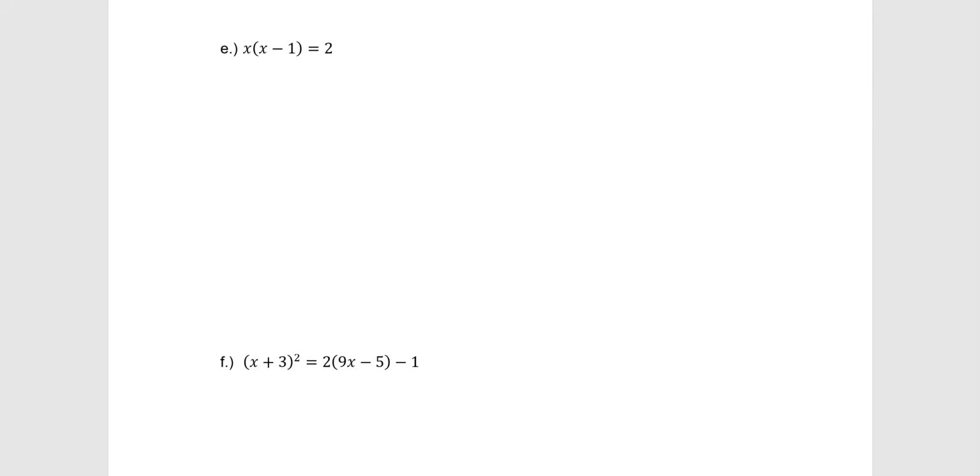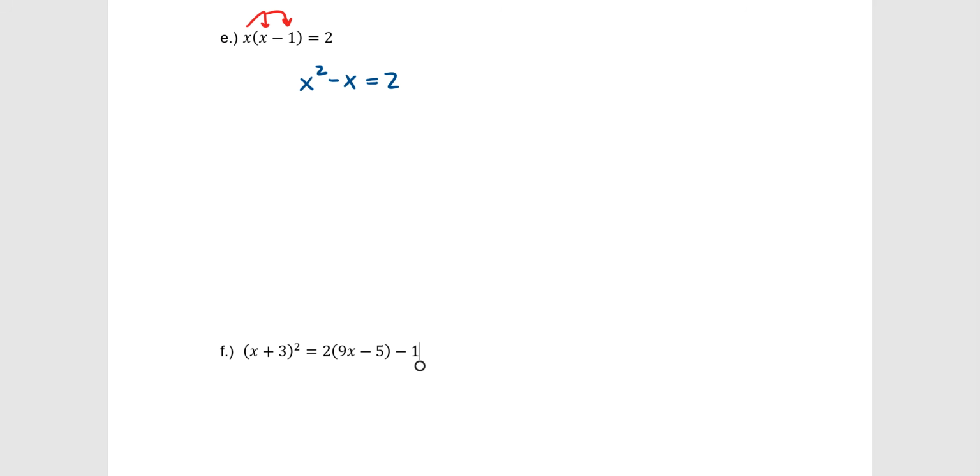So what we have to do is distribute the x. And we get x squared minus x equals 2. Now let's get the 2 over on the left-hand side. We have to do that by subtracting it. So x squared minus x minus 2 equals 0. And factoring this one, two numbers that multiply to negative 2 that add to negative 1. It's going to be x minus 2 times x plus 1. So that one factored nicely.